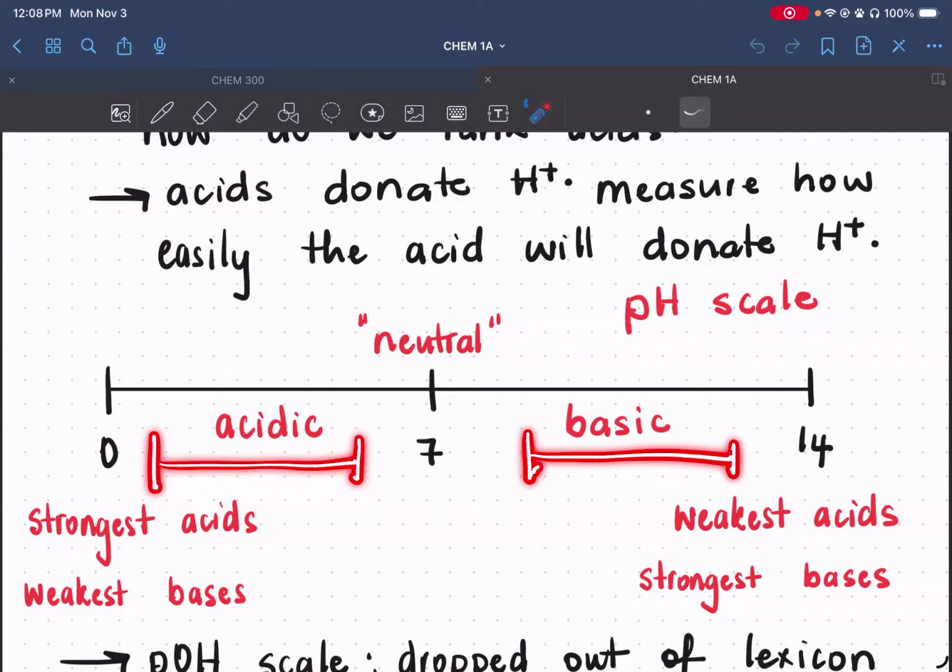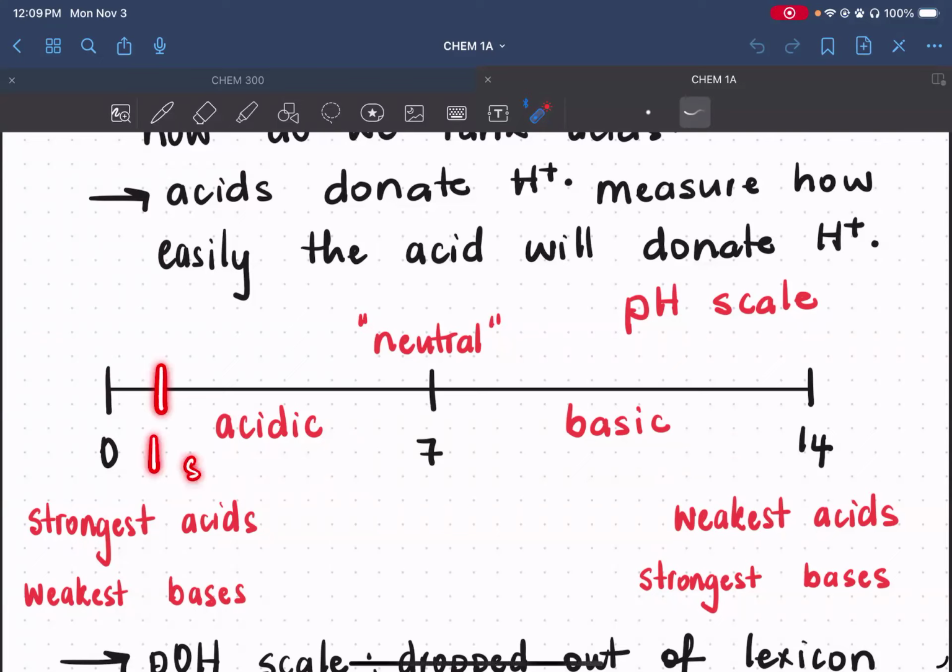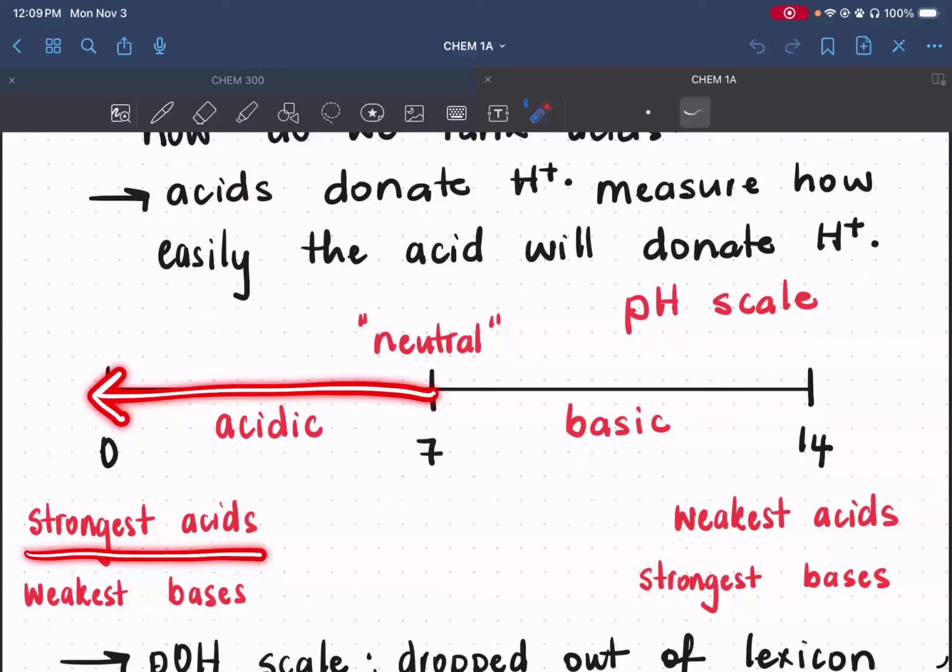Now, the pH scale does a really good job of helping us categorize acids in a very quantitative way. For example, we can say that a pH of 1 is a stronger acid than a pH of, for example, 4. But the pH scale also tells us something really cool. In other words, as we go more to the far left, we get our strongest acids. If we go to the far right, we get our weakest acids.